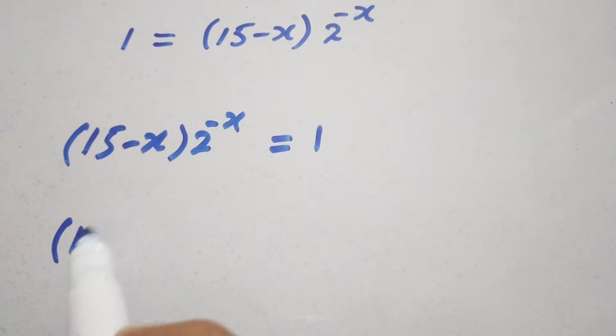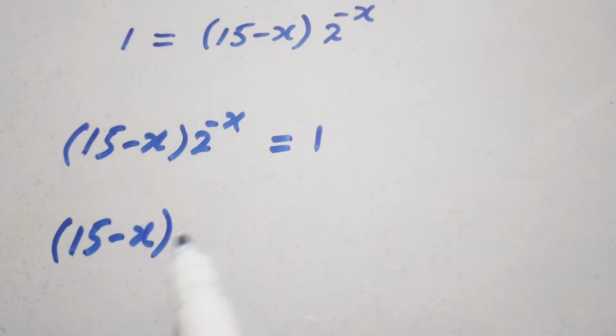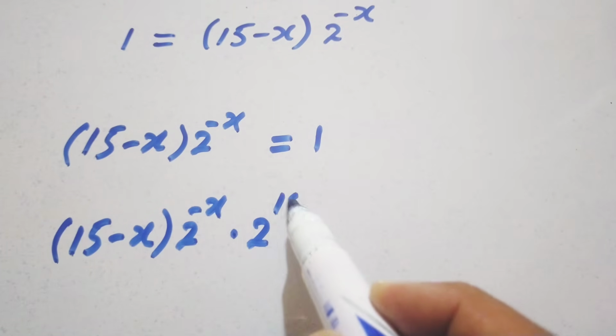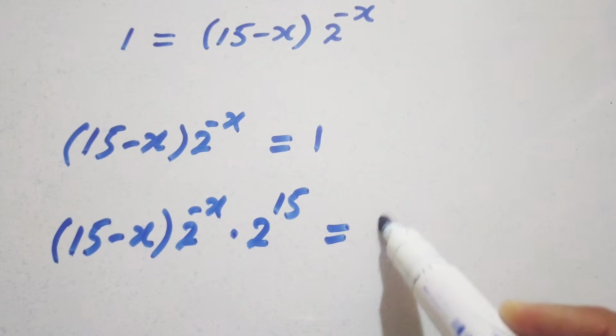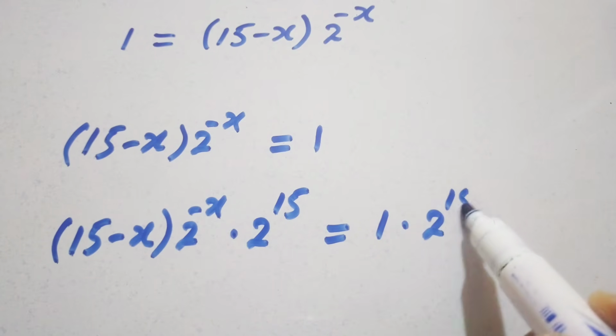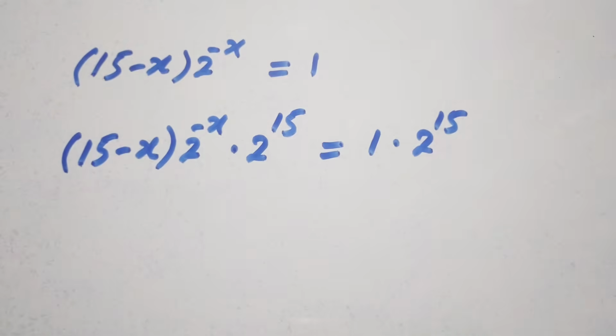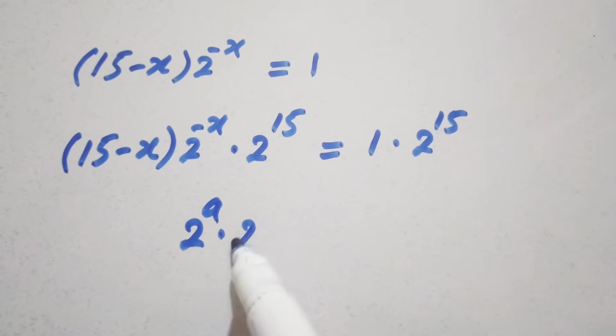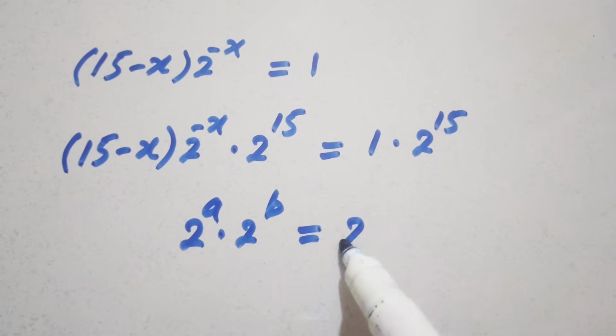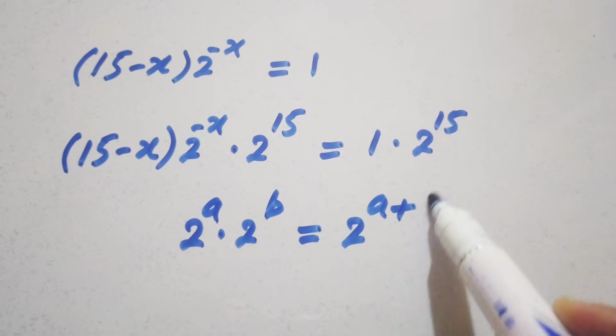Now 15 minus x into 2 power minus x, multiplying both sides by 2 power 15. This is equal to 1 multiplied by 2 power 15. Now when the bases are the same, let 2 power a multiply by 2 power b. The bases are the same and multiplying each other, then their powers will be added. So this will become a plus b.